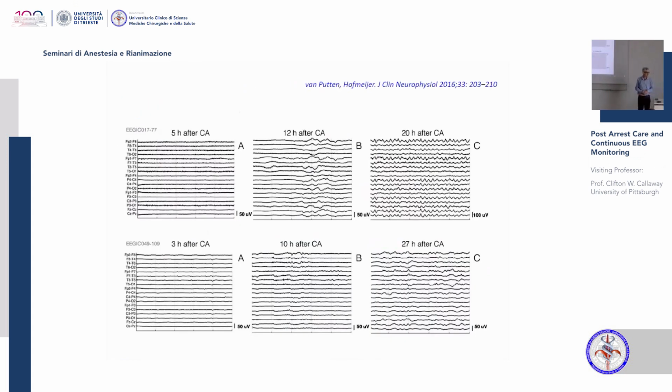Here's another group showing this evolution, and they had the times after cardiac arrest for 2 patients. So you can see that 5 hours and 3 hours after cardiac arrest, which might be the first time you put on your EEG, is pretty flat, very suppressed. By 10 or 12 hours, it's burst suppression, and then 20 hours and 27 hours in these patients, you have continuous activity. So again, this is the trajectory you want your patient to take.